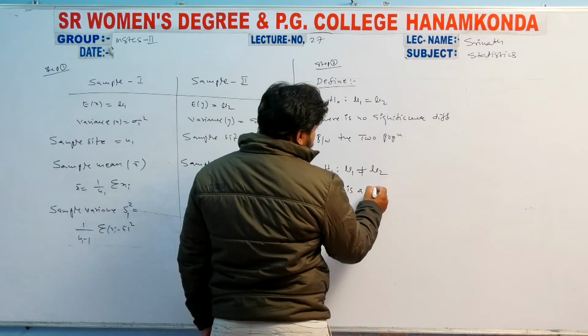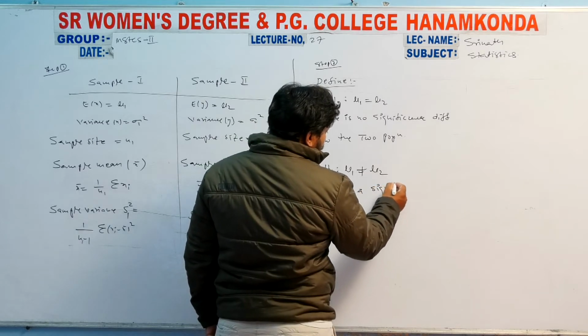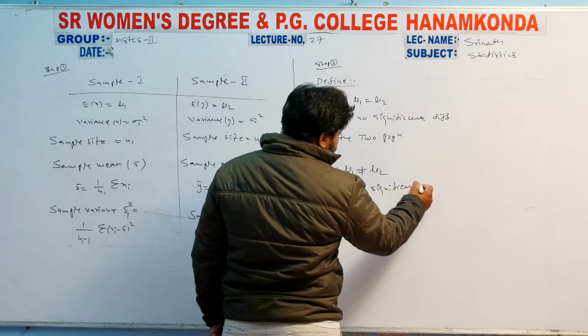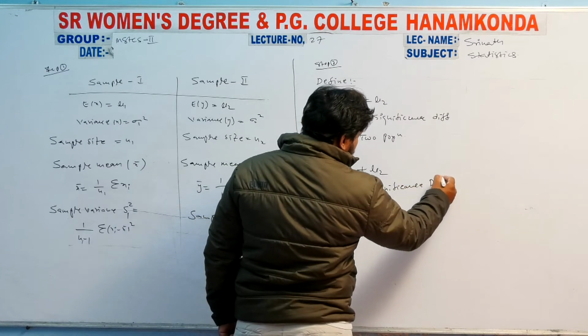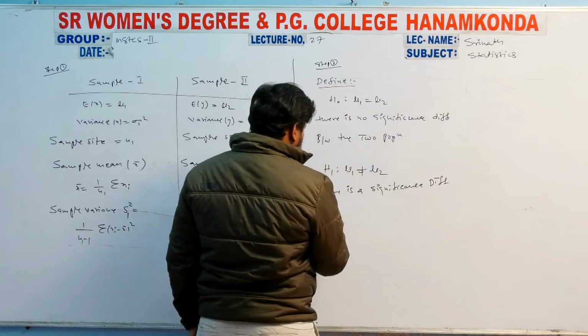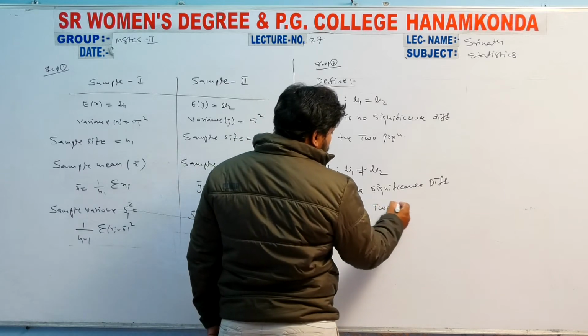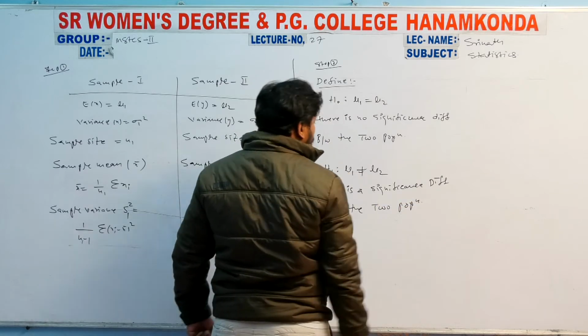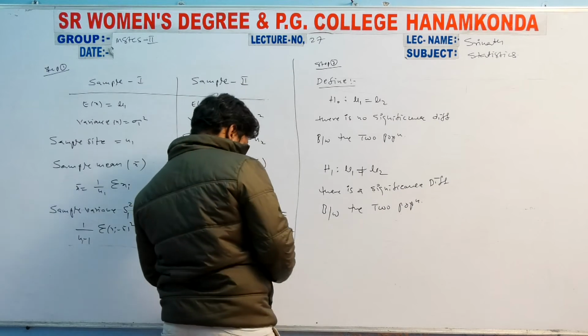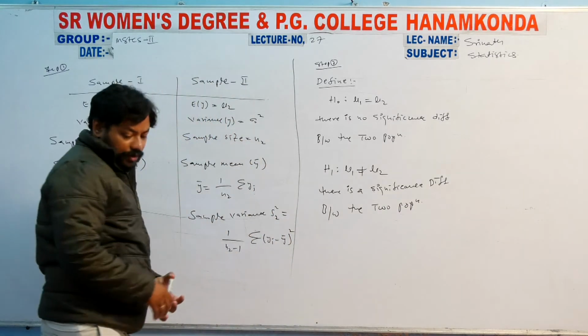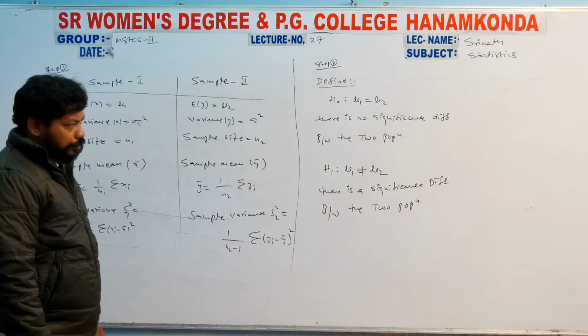There is a significant difference between the two populations. This is our step 1 and step 2.